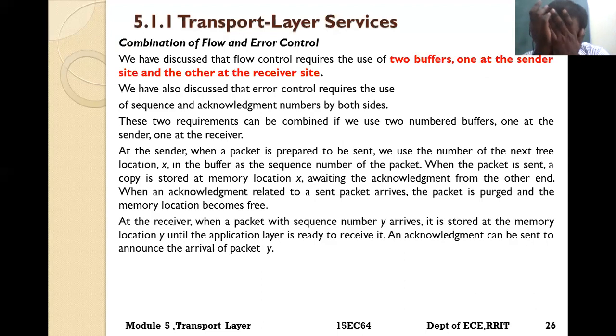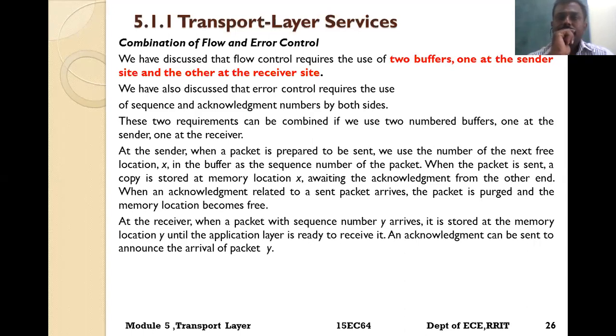The next concept is that we can provide both error and flow control, but we need to use a buffer. So we are using two buffers here, one at the sender side and the other at the receiver side. These two requirements can be combined if you use two numbered buffers, one at the sender and one at the receiver.